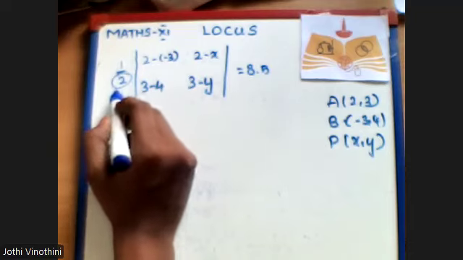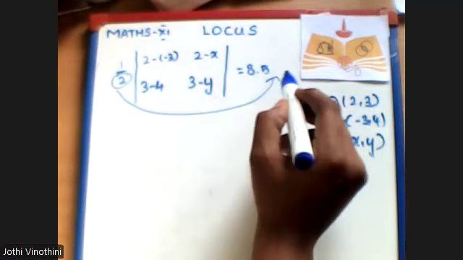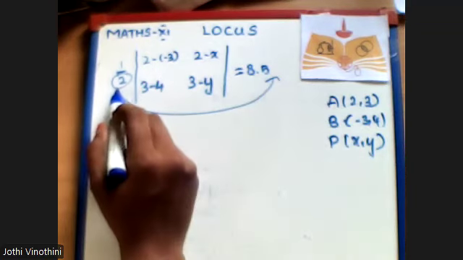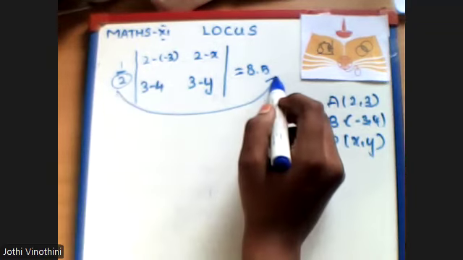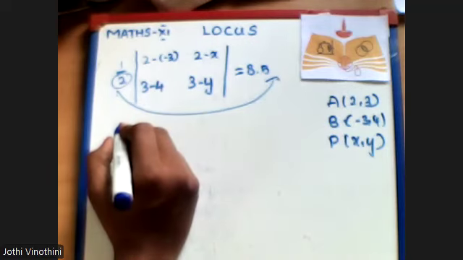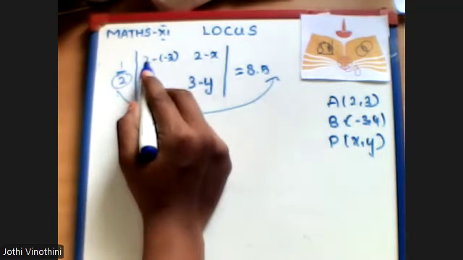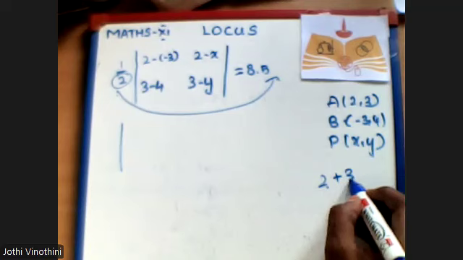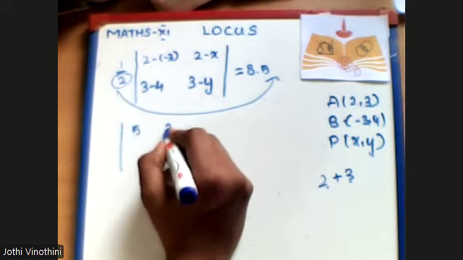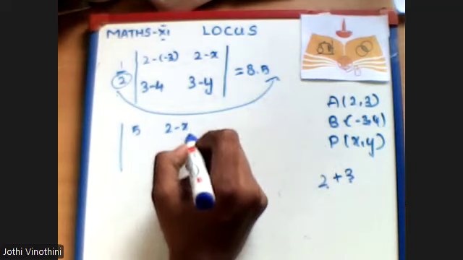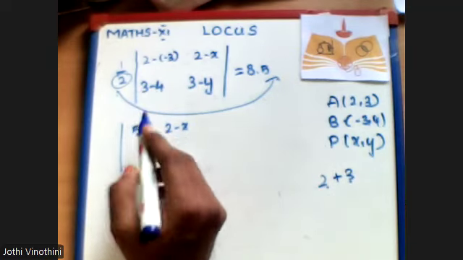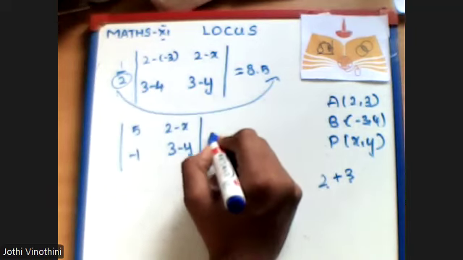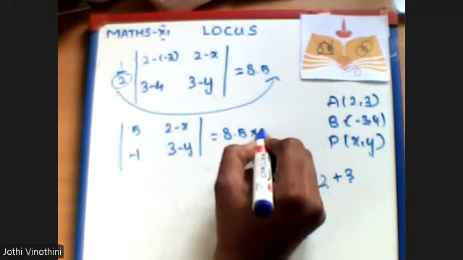Here, this 1 by 2, the 2 is in the denominator. I am going to take this 2 across the equation. When it is in the denominator, it is in division form, and when it goes there, it will become multiplication. So 2 minus of minus 3 will be plus 3. 2 plus 3 will be 5. It will remain as 2 minus x. 3 minus 4 will be minus 1. This will remain as 3 minus y, which equals 8.5 multiplied by 2.